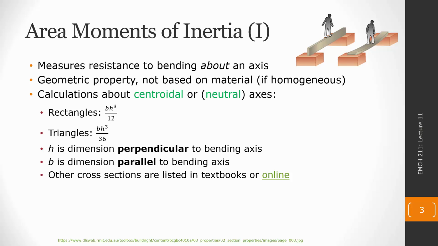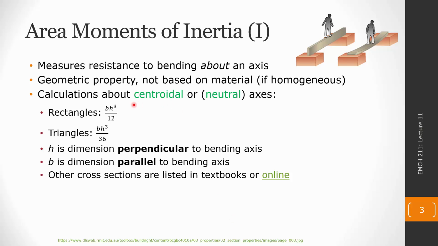So the calculation is going to be dependent on the shape of the cross-section. So here we list the two basic shapes we're going to see, rectangles and triangles, but we're going to be looking at composite shapes as well, and it's going to have a similar type of solution strategy as we saw for calculating the centroid of a composite shape.